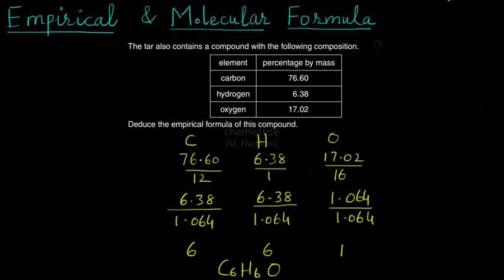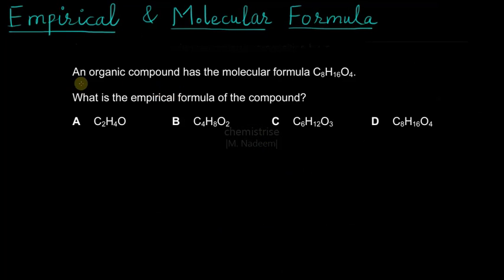Let's see some more questions. Look at this question in which an organic compound has this molecular formula. What is the empirical formula? You can see the simple ratio of 8, 16 and 4, so it would be the ratio 2 to 4 to 1. The 2 4 1 is A. So this is how you can find the empirical formula from a molecular formula.